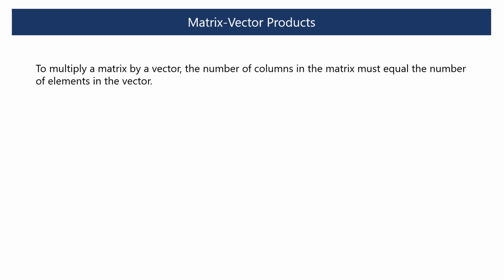To multiply a matrix by a vector, the number of columns in the matrix must equal the number of elements in the vector. Suppose we have an m by n matrix, M, and an n-dimensional vector, V. In that case, the product MV is an m-dimensional vector. We should know that the multiplication of a matrix by a vector results in a vector, not a matrix.